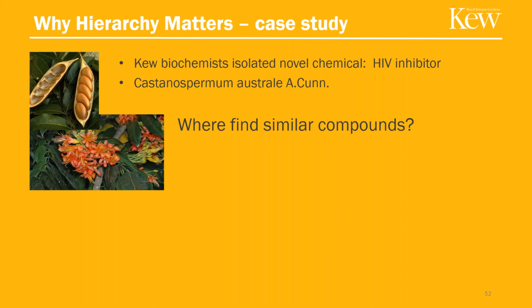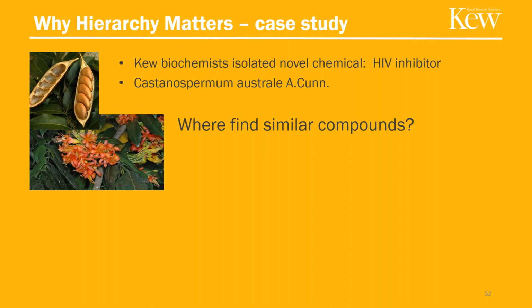So quite some time ago, 20 years ago probably, biochemists at Kew had isolated a particular chemical which inhibited the HIV, the AIDS virus, and it led to a better understanding of how the AIDS virus replicated, and therefore led to some interesting medical research and improvements in the control. And the chemical that they had found was found in an Australian tree called Castanospermum australe, and they named the chemical Castanospermine as a result.